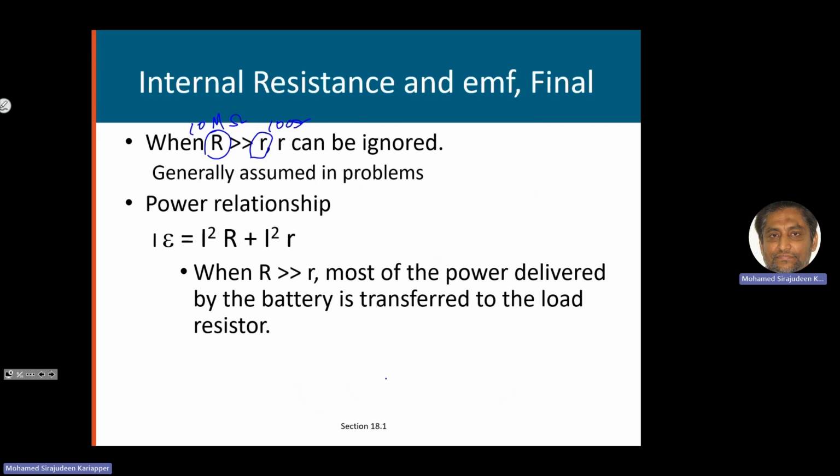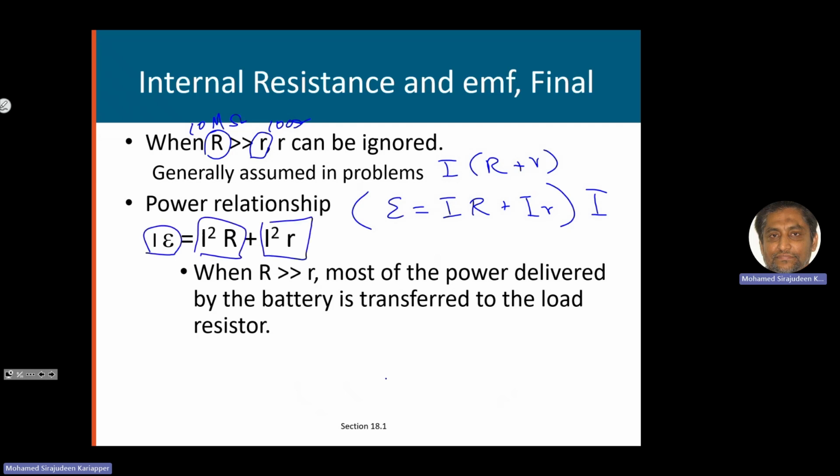Now, I go back to the equation we had. Let me write it again here. We had this equation, E equals I into R plus r. So we say the EMF will be equal to, by Ohm's law, I into the resistance. We have two resistors, not just one resistance. Now, if I multiply this equation by I on both sides, this becomes IE, this becomes I squared R, and this becomes I squared small r.